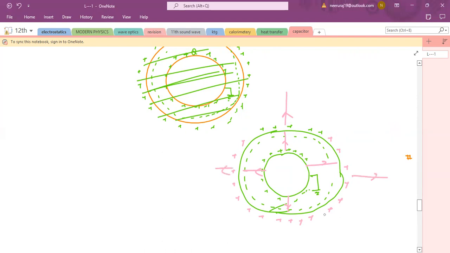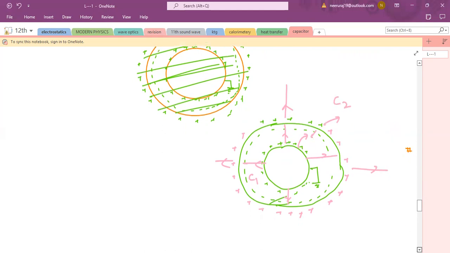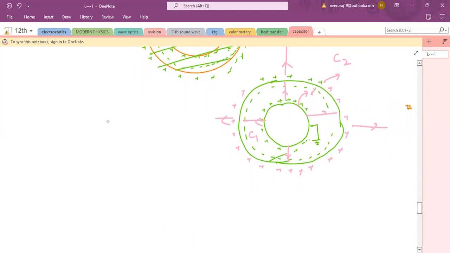So there are going to be two capacitors. One is this capacitor, and one is the outside capacitor. Suppose this capacitor is C1 and the outside capacitor is C2. These two capacitors are going to be in parallel combination. How is it in parallel combination, bacho? Suppose this surface has a potential V and this inner surface is grounded. The potential difference between this and this is going to be 0 minus V, so it's going to be V, right?